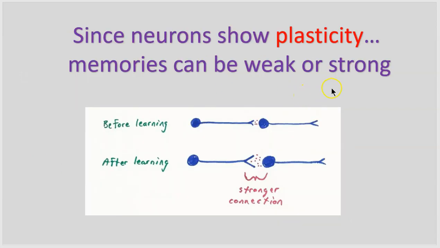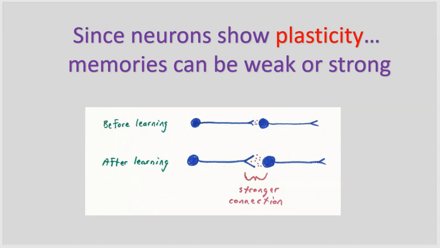But that's what it is in the brain, right? Since neurons show plasticity, memories can be weak or strong depending on how much growth happened at that synapse. And so as learners, we do want to pay attention to the fact that it may not be enough to just learn something once. We need to give our brain a chance to really strengthen the connections between the relevant neurons so that we can hang on to that information for long periods of time.